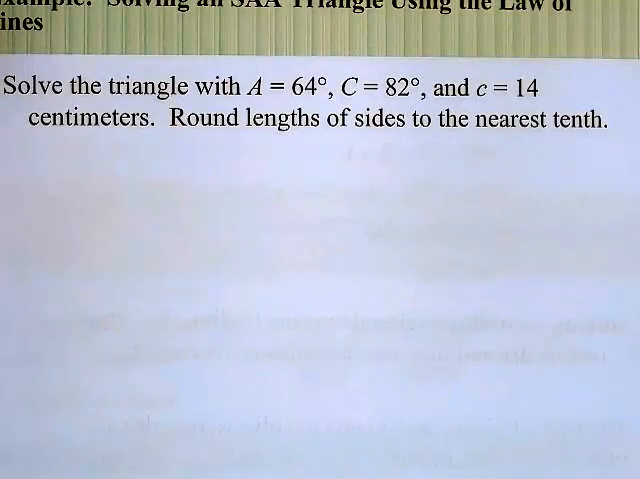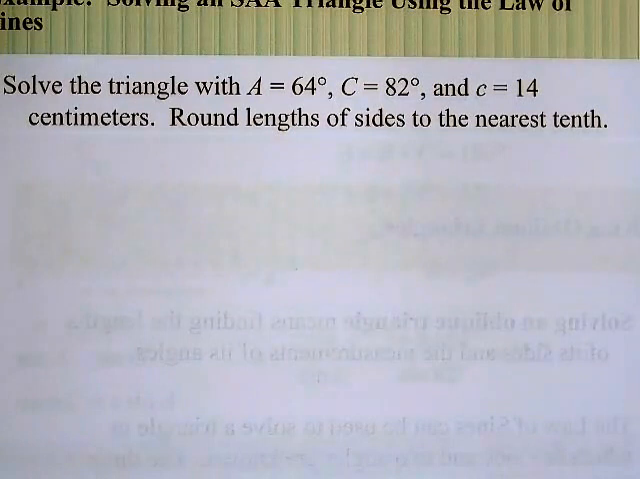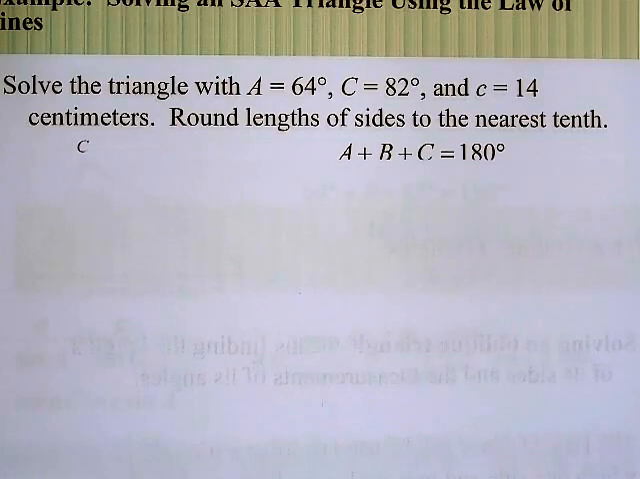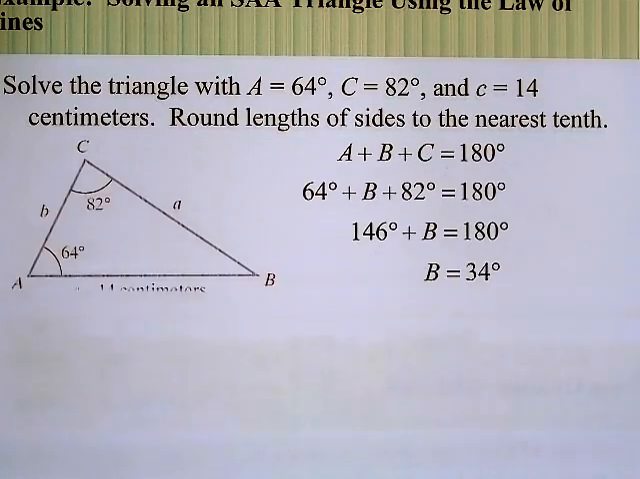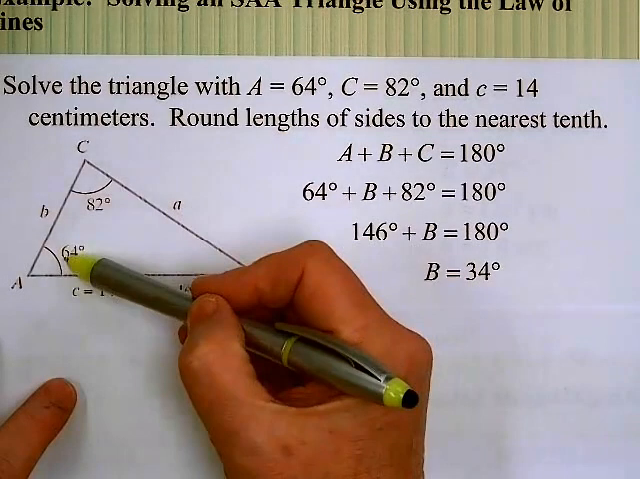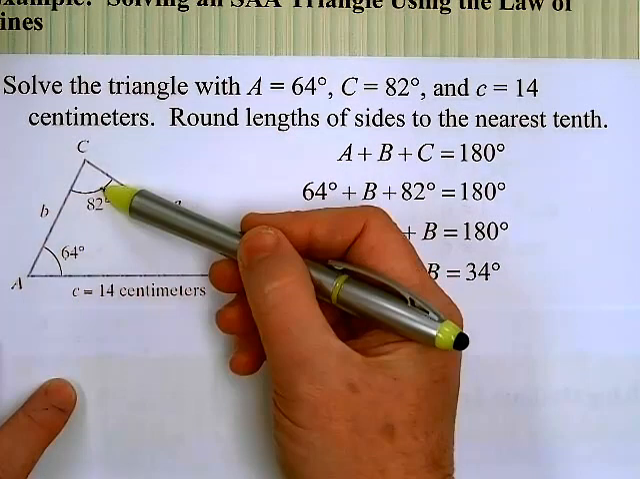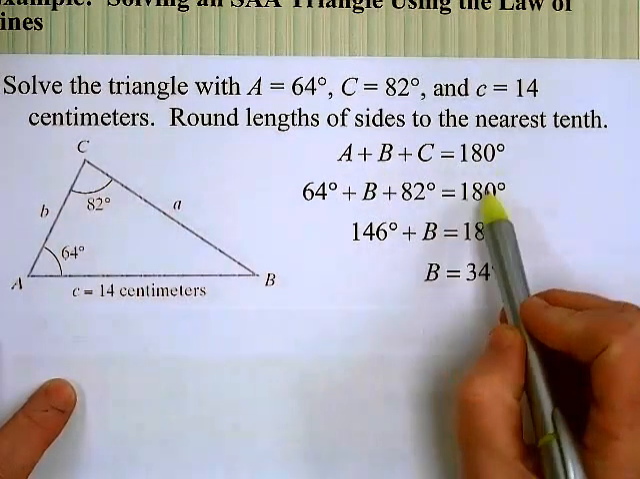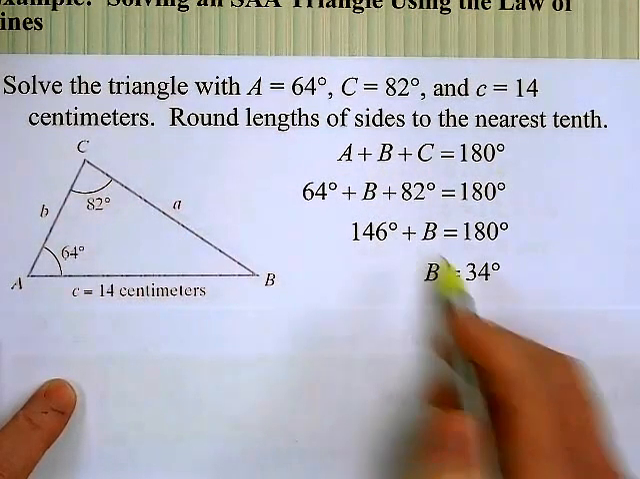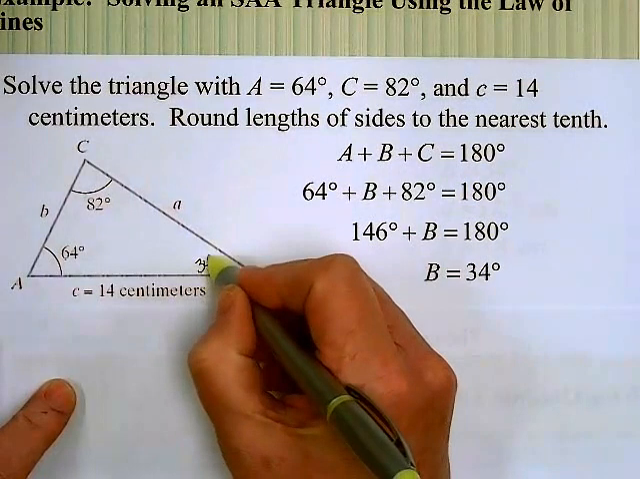The first example says: solve the triangle with angle A 64 degrees, angle C 82 degrees, and side c 14 centimeters. Round the lengths of the sides to the nearest tenth. Here's our picture. A is 64, C is 82. We know that the 3 angles have to add up to 180. We use that to determine that B is 34 degrees.